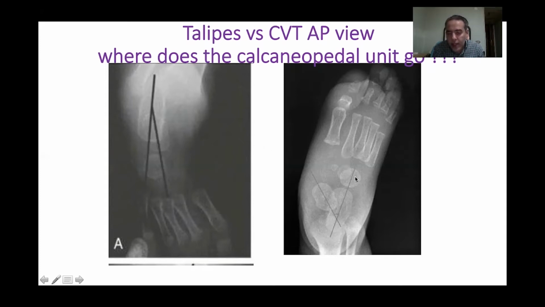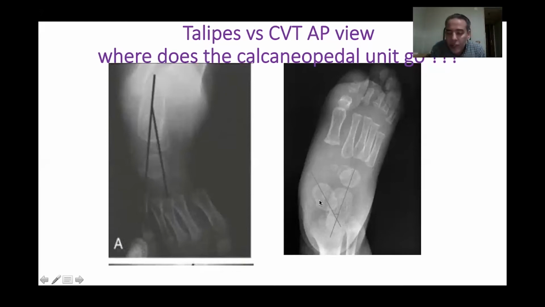In congenital vertical talus, it's even clearer here. The talus is sitting in its place. It's not deviated medially or anything. The calcaneus externally rotates, carrying with it the whole of the foot. Everything in the foot moves out with the calcaneus. So this X-ray shows us that the calcaneopedal unit in talipes is internally rotated on the talus, and in this X-ray, the calcaneopedal unit is externally rotated relative to the talus.